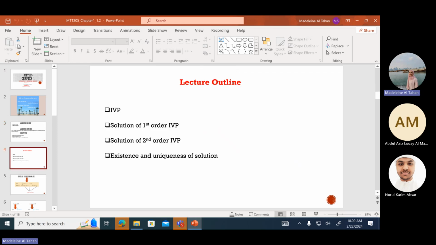But first we'll start with what's meant by initial value problem. Solution of first order, solution of second order. Even a solution of order 100 will be the same, but here we will just consider first and second. And then we'll talk about the existence and uniqueness of solution.